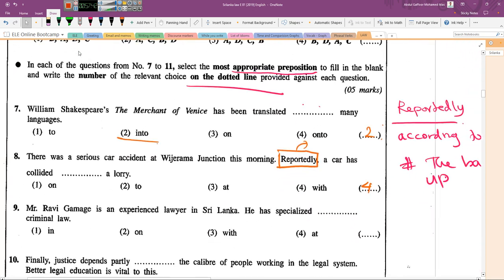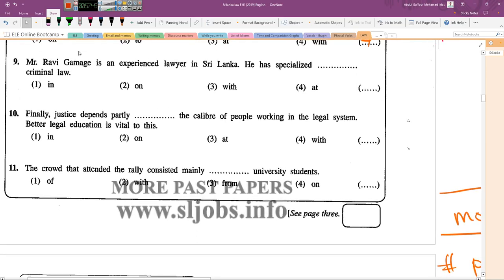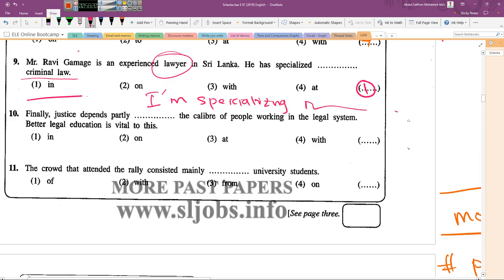Now we will move to the next question, that is, Mr. Ravi Gamage is an experienced lawyer in Sri Lanka. He has specialized in criminal law, right? So the word that we should write here is in. So 1 is the answer, specialized in criminal law. So we have several specializations in law. So if you are specializing in criminal law, then we can say he is specializing in criminal law. So you can write, I am specializing in criminal law, right? So likewise.